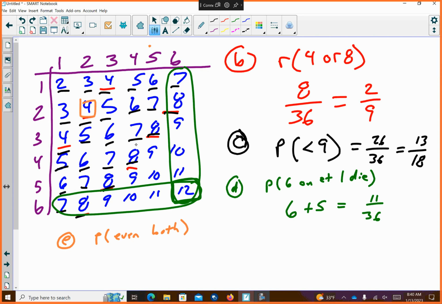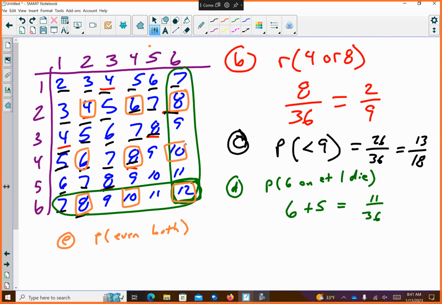Even on both. A 2 and a 2. A 4 and a 4. A 6 and a 6. Okay, and even on both dice. Even numbers 2, 4, 6. This is letter E. So I could also roll a 2 and a 4. I could roll a 2 and a 6. I could roll a 4 and a 2. And also a 4 and a 6. And I could roll a 4 and a 6.